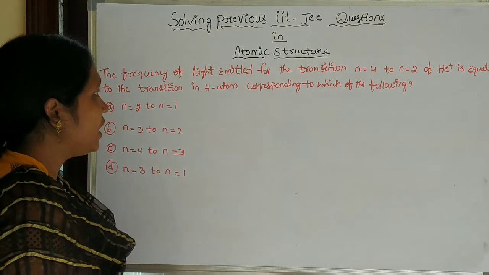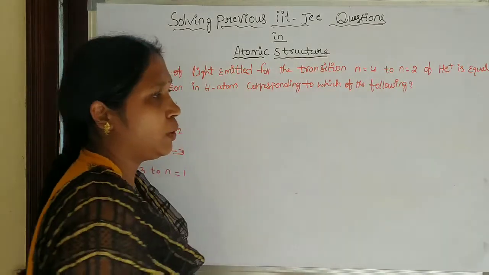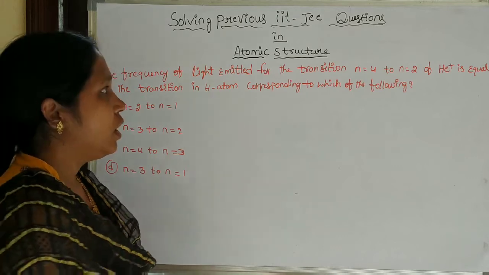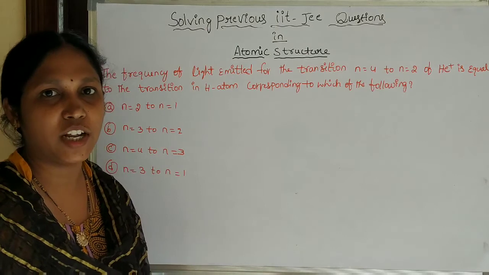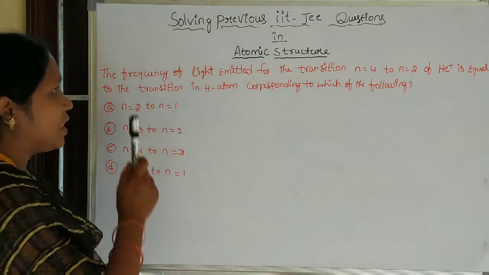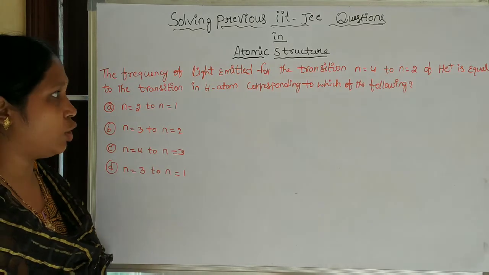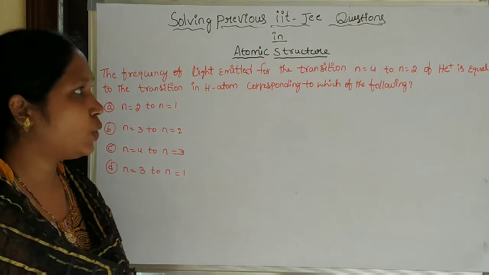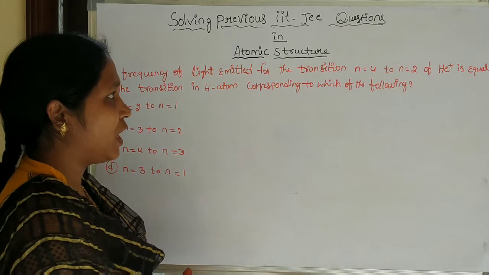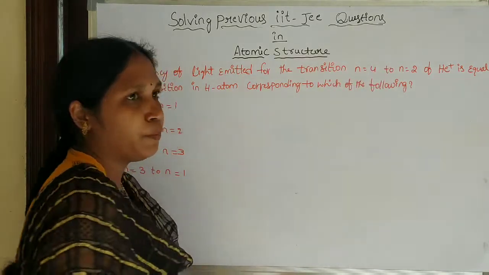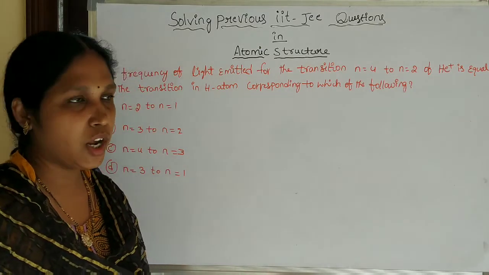What he said in the first line is that He plus is helium carrying one unit positive charge. If in He plus the electron is dropped from the fourth energy state to the second energy state, it has a certain frequency. First we calculate the frequency of the light radiation when the electron drops from the fourth energy state to the second energy state in He plus.